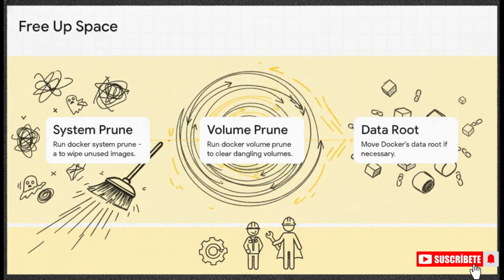Run a system prune command with the all flag to wipe out unused networks and orphaned images. Run a volume prune to clear out dangling storage volumes. And, if necessary, just move Docker's data root to a larger partition entirely. Automating these cleanup tasks so you don't have to do them manually at 2 a.m., that is exactly what separates the good DevOps engineers from the truly great ones.